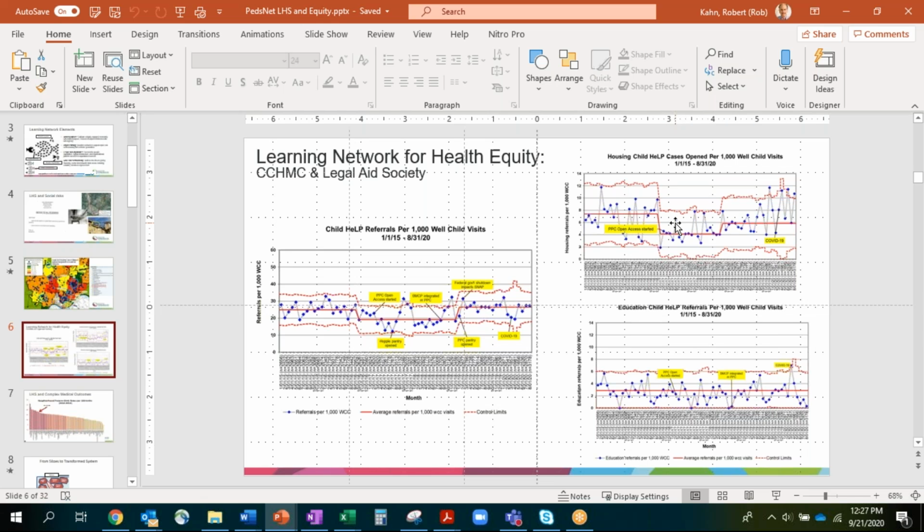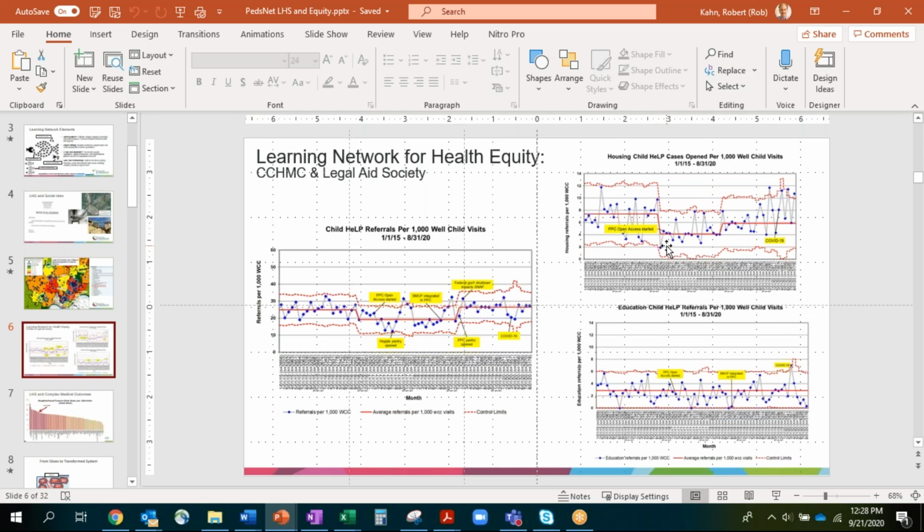And I'll just say, if you look at the upper right, not only can we tell what our rate is per 1,000, we can tell it by clinic. The upper right is specifically for the case referral. So this was for housing cases in which there are toxic housing conditions or threat of eviction. And what you see here is a sudden drop. I don't know, can you see my cursor when I move it? Yeah, you can.